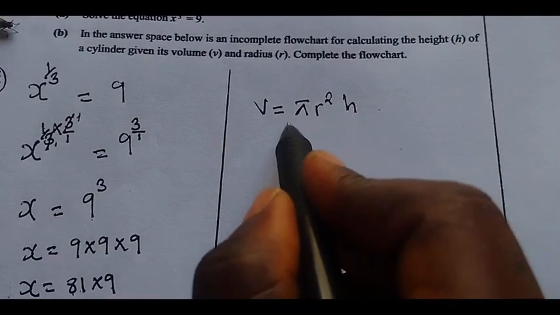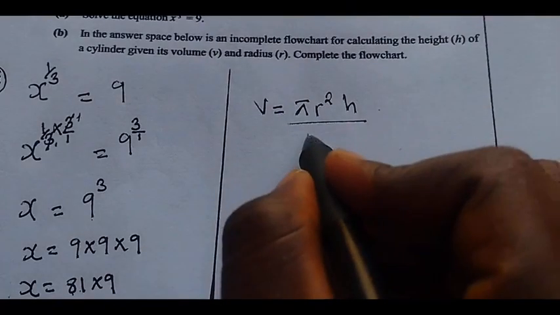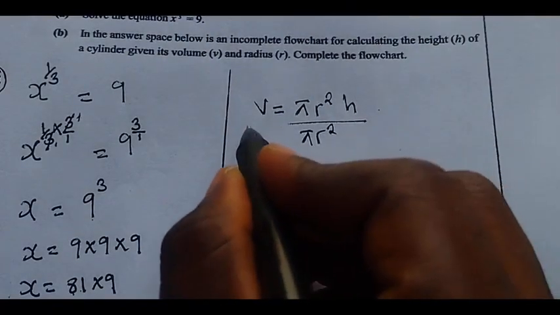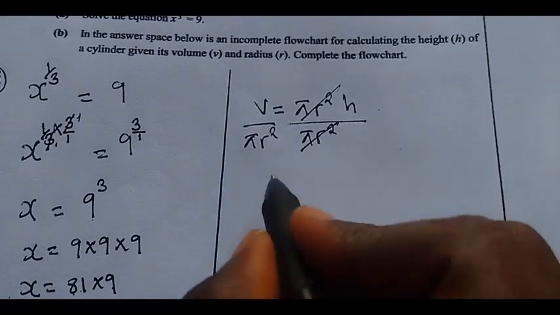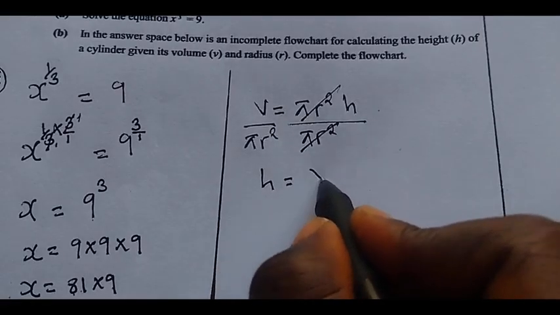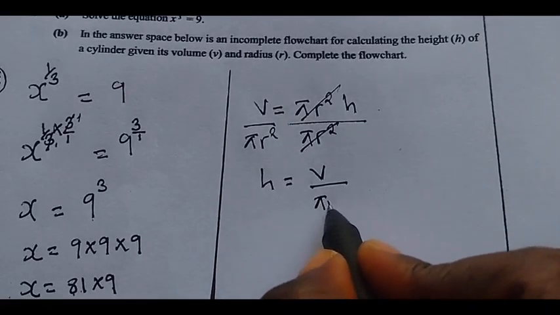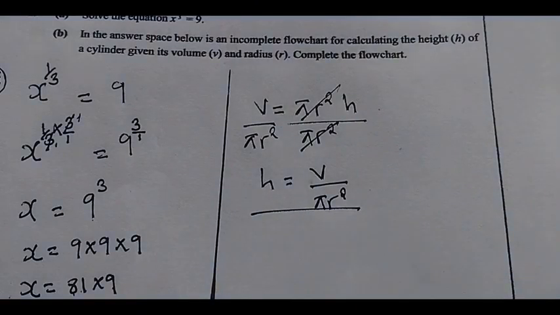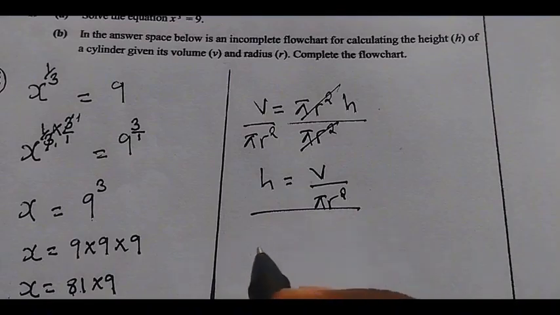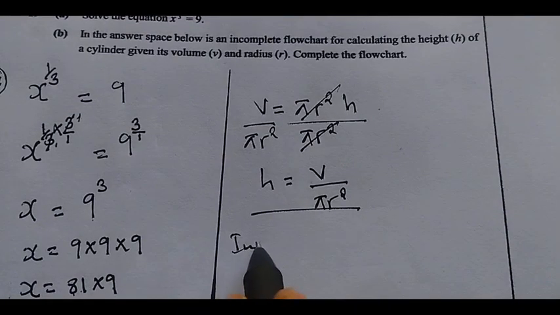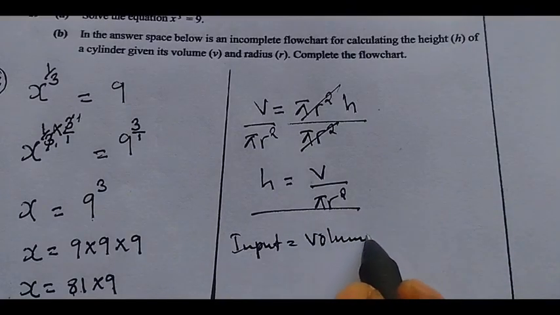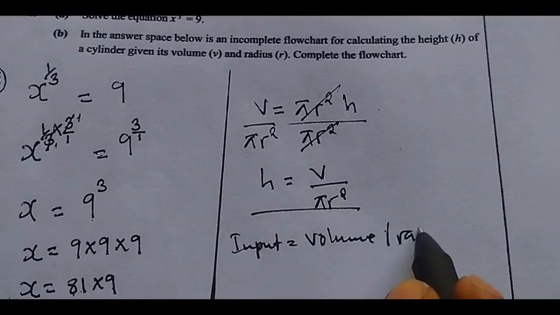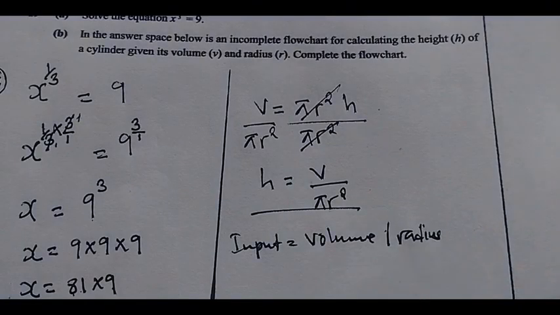So here we are going to divide by r squared. Even this side we divide by r squared. So this and this will cancel. You remain with height is equal to volume over r squared. So this is your formula that you are going to use. Now, when it comes to the flowchart here, we need to understand something. We need to know the input. So in this case, the input is going to be volume and radius. This will be our input.